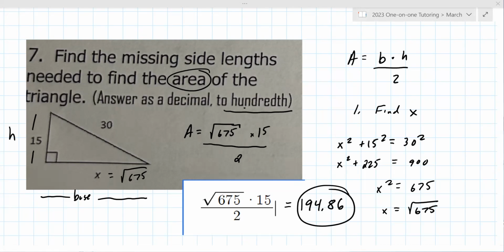Okay, so the next problem is going to be really similar. So let's take a look at that. Let me know when you're ready for us to move on to number 8. Okay, I'm ready.